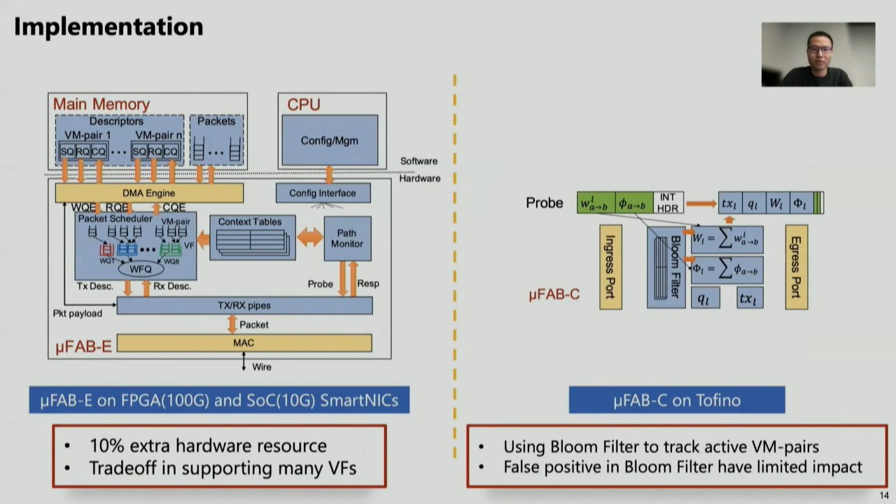We implement the MuFab-E prototype in both FPGA NIC and SoC NIC to understand the complexity and the real application-level performance. The implementation in FPGA consumes only 10% extra logic resources. The MuFab-C prototype is implemented in Tofino. The switch maintains the sum of the bandwidth tokens and the new window for the active VM pairs, which is tracked by a Bloom filter.